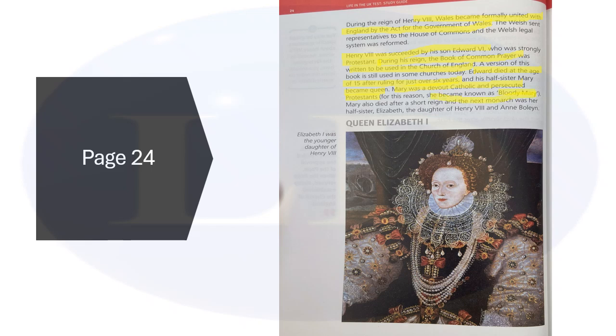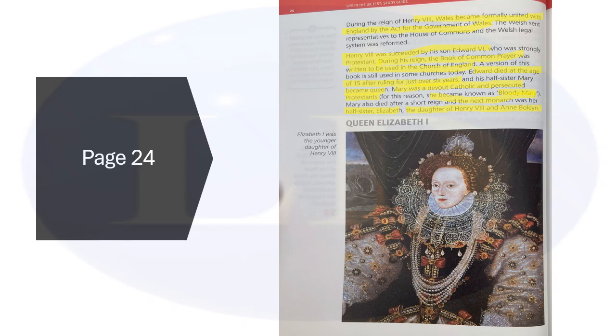Mary died after a short reign, and the next monarch was her half-sister Elizabeth, the daughter of Henry VIII and Anne Boleyn. So during Mary's reign, she would burn anyone who was Protestant and kill people. So that's why she's known as Bloody Mary. Okay. So after Bloody Mary, she did not reign for a very long time. Then her half-sister Elizabeth, the daughter of Henry VIII and Anne Boleyn, became the queen.